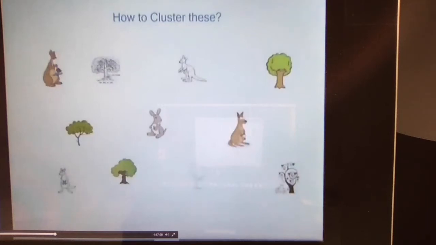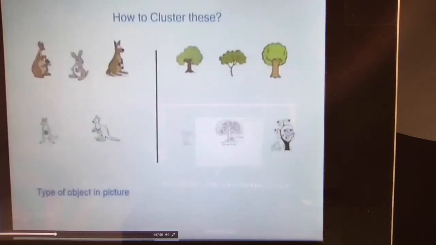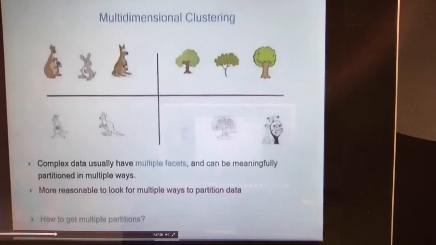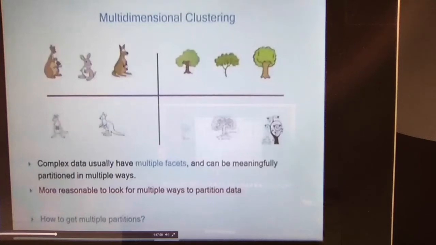But singling out for a while is actually two ways, right? One is in terms of the style of the drawings. Another one is just in terms of the type of objects in the pictures. So those pictures actually have two ways to be partitioned, and this is the concept of multi-dimensional clustering. In general, I would argue that complex data usually have multiple facets to it, and it can be meaningfully partitioned in multiple ways.